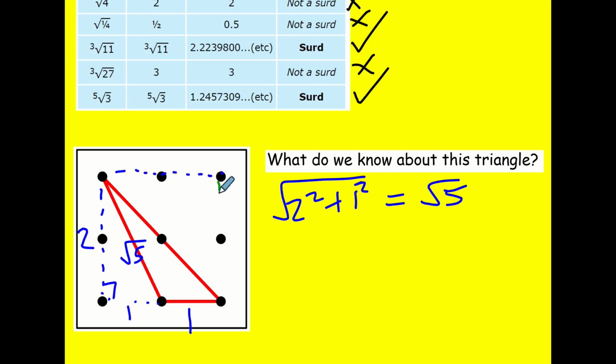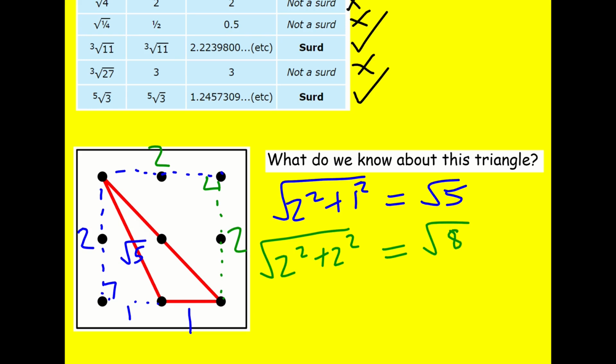I'm trying to use green. Okay, green's working now. I've got another right angle triangle. This time, height is 2, the base is 2. It's going to be 2 squared plus 2 squared, square rooted, and that's going to be square root of 8. So my perimeter is going to be 1 plus root 5 plus root 8.